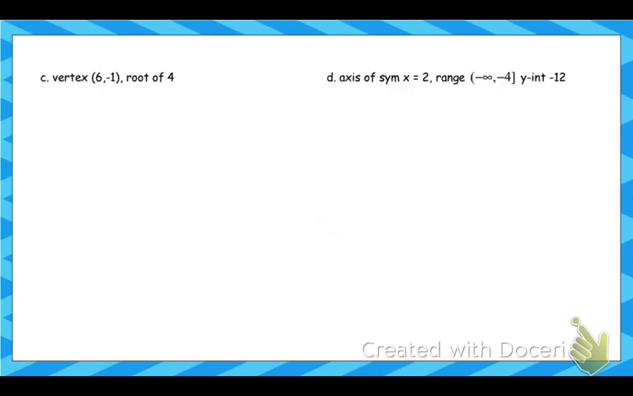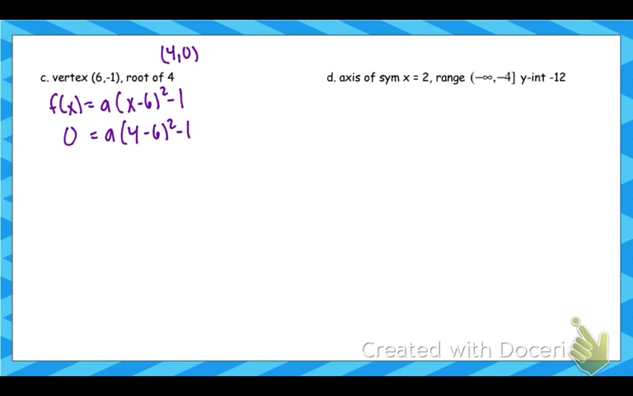All right, let's try another one. Very similar. It gives us the vertex, and it doesn't tell us the a value, but it gives us information in order to be able to find the a value. So let's fill in what we know. The vertex is (6, -1). So this is the information we know. A root of 4. Okay, that doesn't mean we're going to use root form. That just tells us that the root is 4. That means that the point (4, 0) is on this graph. So when x is 4, y is 0.